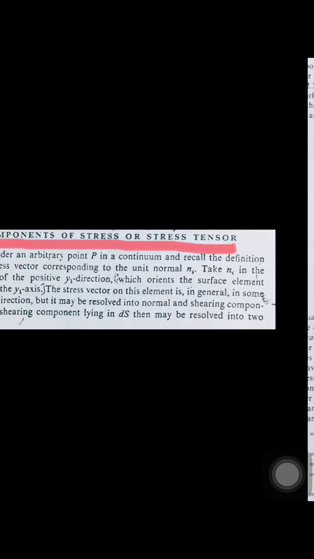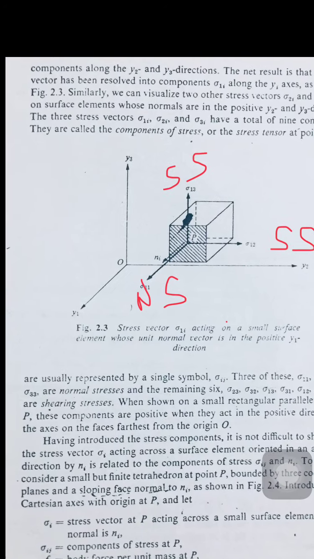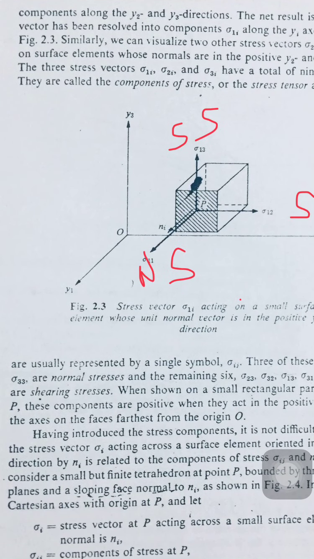The shearing component lying in dS may then be resolved into two components. This is the diagram where we consider a point P, with components along the y directions. The net result is that the stress vector has been resolved into components sigma ij. Sigma i is a vector and the resolved components are sigma ij, along the yi axis as shown in the figure given here.